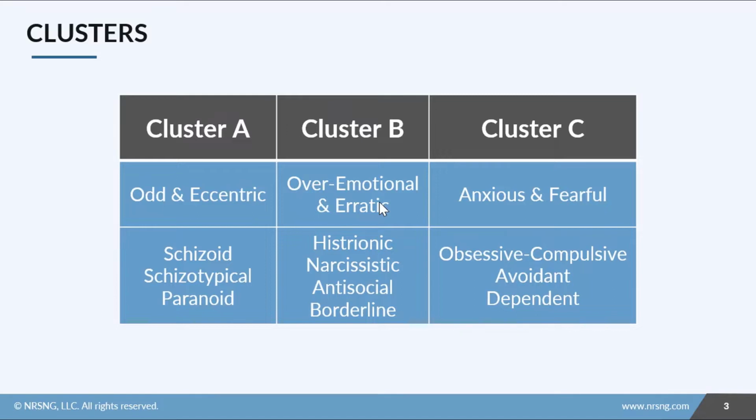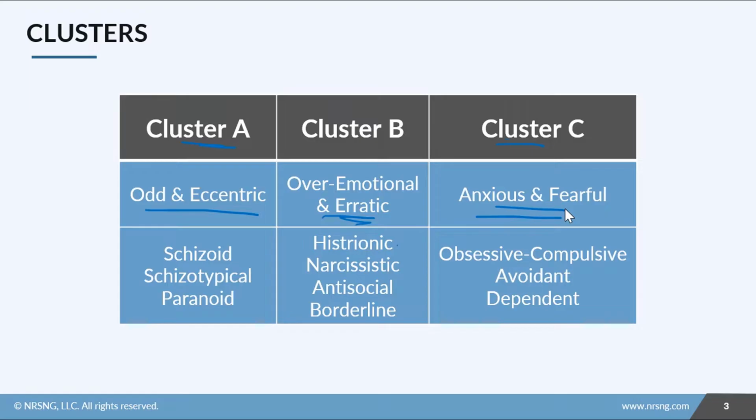So there's 3 clusters of personality disorders. Cluster A is odd and eccentric. So that includes schizoid, schizotypal, and paranoid. Cluster B is overly emotional and erratic. So histrionic, narcissistic, antisocial, and borderline. And cluster C is anxious and fearful. So we see obsessive compulsive, avoidant, and dependent personality disorders.